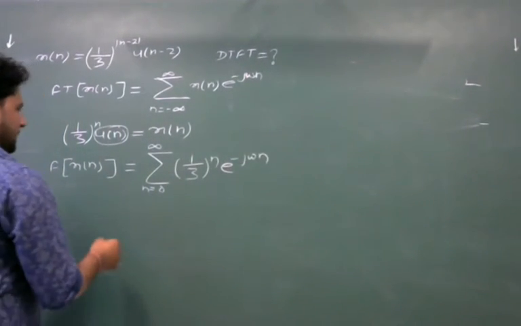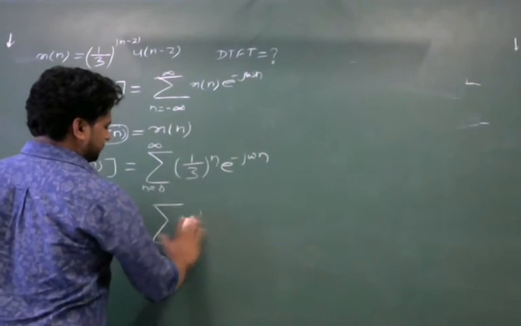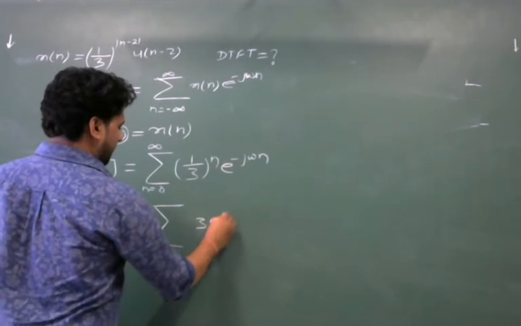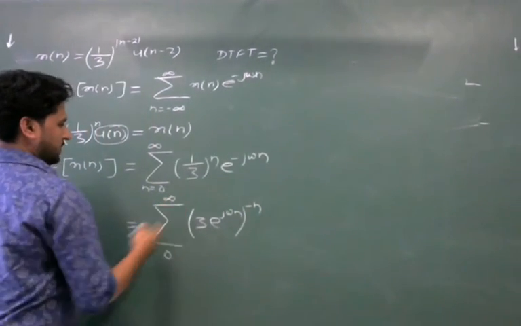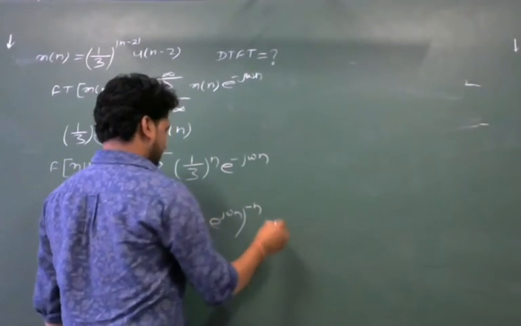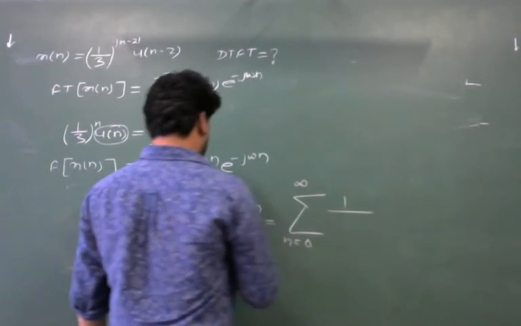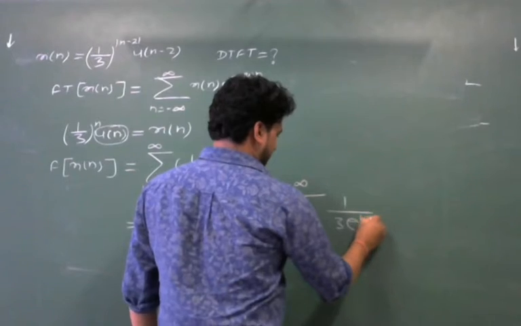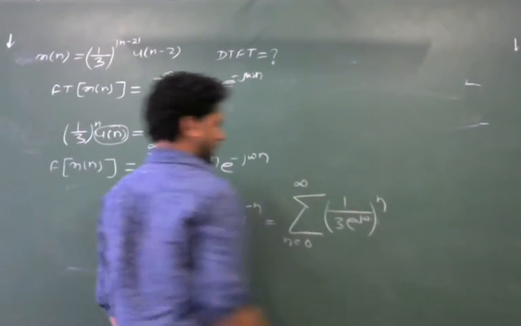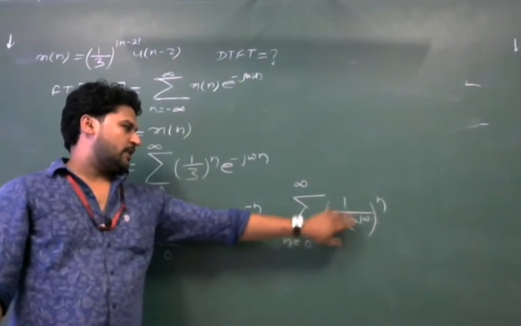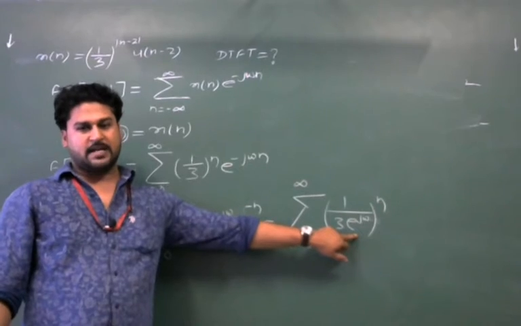Or we can also write it as sigma n from 0 to infinity, 3 e power j omega power minus n. I can write it in this way, or this can be written as sigma n from 0 to infinity 1 by 3 e power j omega, n, because when this goes in the numerator, this will become 3 power minus n, and this will become e power minus j omega n.